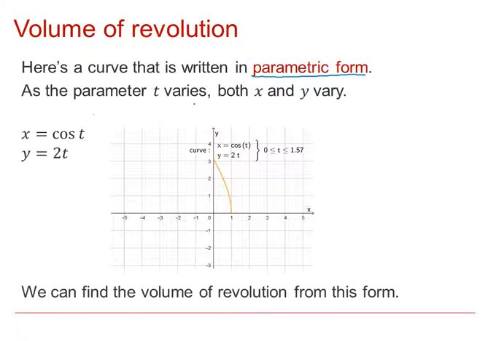But we're now going to look at how the parameter t has control of the value of x and the value of y, where x equals cos t and y equals 2t. Notice the restriction on t is from 0 to pi by 2. So this curve is now going to spin around the y-axis to produce a solid of revolution, and we're going to find the volume created.